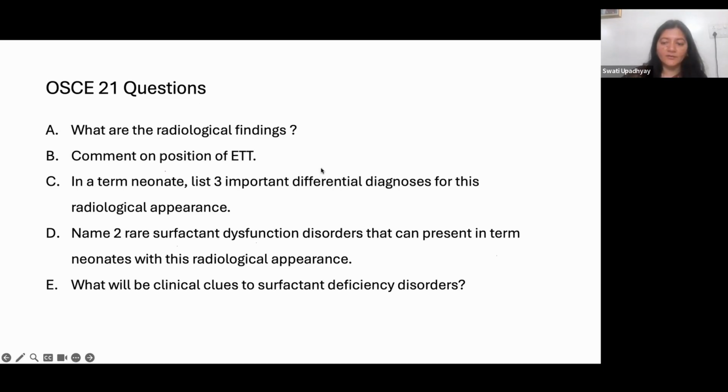Protein B, okay. Yes, alveolar proteinosis. Okay, so it is surfactant protein B deficiency and ABCA3 deficiency. Okay. And what will be the clinical clues to surfactant deficiency disorders? This is very important. So when will you start suspecting surfactant deficiency disorders in such babies?